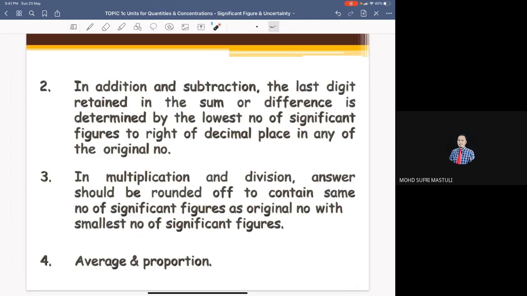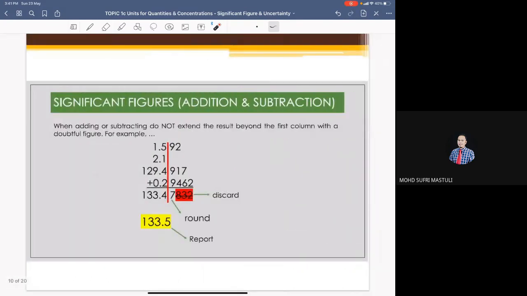In multiplication and division, the answer should be rounded off to the same number of significant figures as the original number with the smallest number of significant figures. So this is the example of significant figures during addition and subtraction.